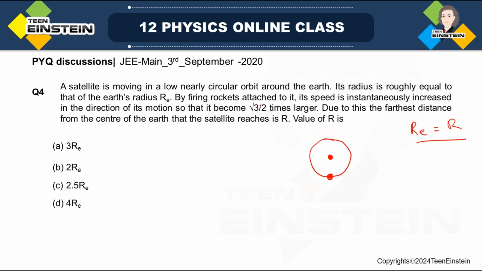By firing a rocket attached to it, so with this satellite there is a rocket attached to it, and that is fired. That means its speed will be instantly increased in the direction of its motion. It is actually moving in this direction now, right? Linear velocity will be along the tangent direction, in a circular orbit, isn't it? If this is the case, look what happens. Speed along this direction will increase, and this path will be somewhat elliptical. Now the path will be nearly elliptical.